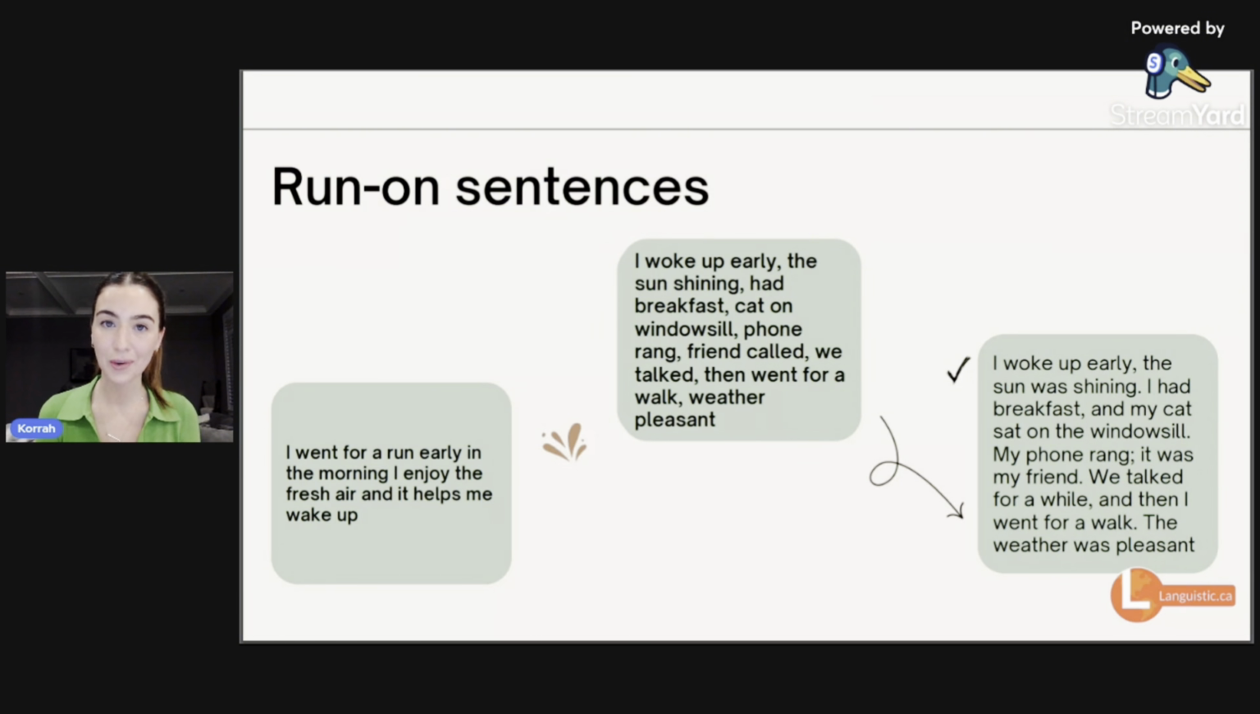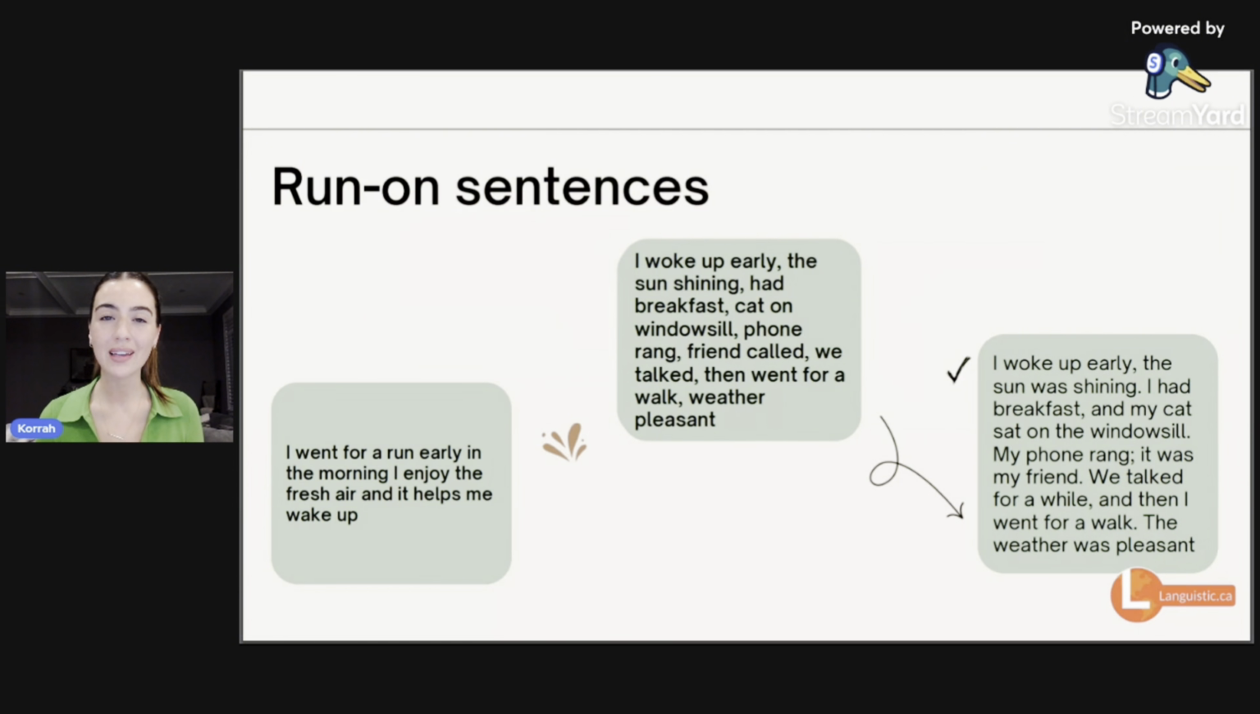Let's try the second one. We have a long one here. It has too many commas. It's like we're making a list, but we shouldn't be making a list when we're forming a sentence. If you have too many commas, you should probably break up your sentence because it is a run-on sentence. Let's read this. I have to get ready because I'm gonna need a breath. I woke up early, the sun shining, had breakfast, cat on windowsill, phone rang, friend called, we talked, then went for a walk, weather pleasant.